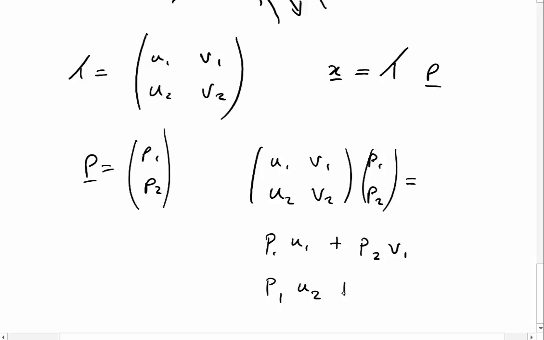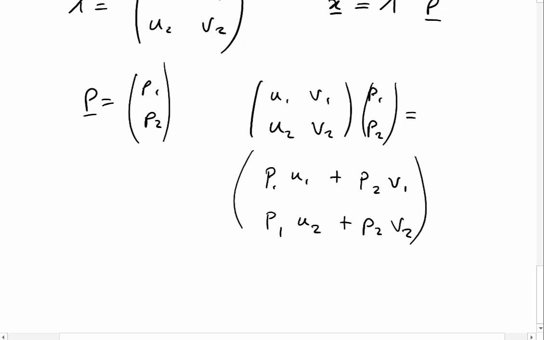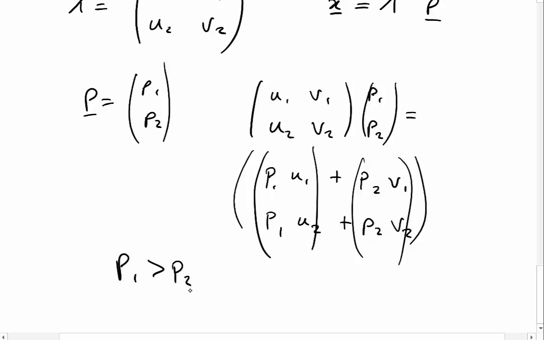u2 plus p2 v2. And so that's what I end up with. Basically, just by selecting which values of p1 and p2 I need, because p1 will always correspond to the u vector, and p2 will always correspond to the v vector. If I make p1 bigger than p2, for example, then as t gets bigger, I'm making my solution tend towards u.